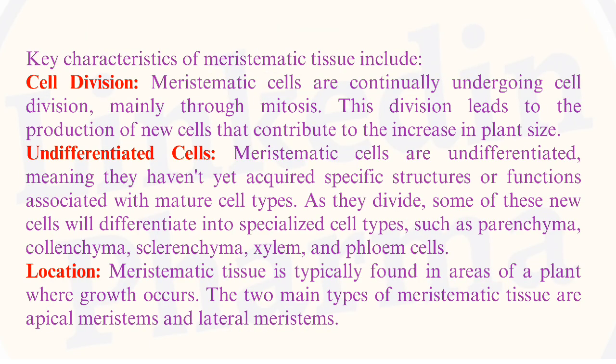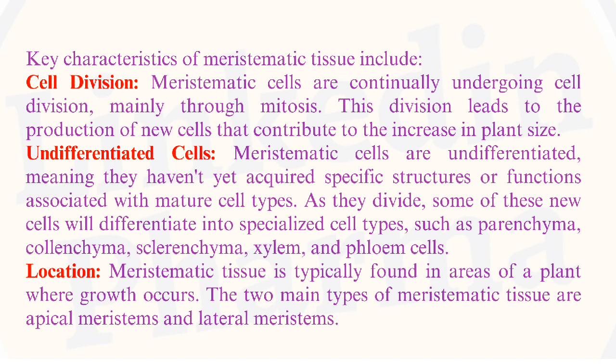Key characteristics of meristematic tissue include cell division. Meristematic cells are continually undergoing cell division, mainly through mitosis. This division leads to the production of new cells that contribute to the increase in plant size. Undifferentiated cells. Meristematic cells are undifferentiated, meaning they haven't yet acquired specific structures or functions associated with mature cell types. As they divide, some of these new cells will differentiate into specialized cell types, such as parenchyma, collenchyma, sclerenchyma, xylem, and phloem cells. Location. Meristematic tissue is typically found in areas of a plant where growth occurs.